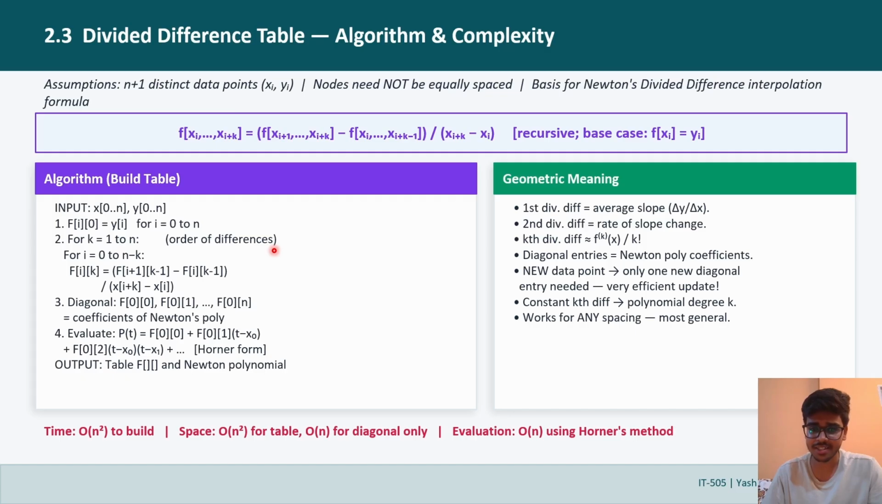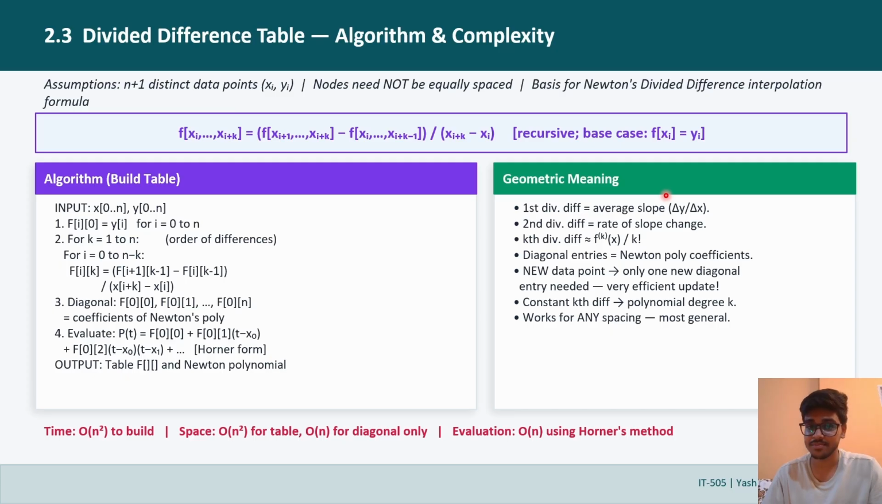The diagonal entries f00, f01 all the way to f0n are the Newton's polynomial coefficients. For geometrical interpretation, the first divided difference is an average slope, change in y divided by change in x. The second is the rate of change of slope, like the second derivative scaled by factorial. The kth divided difference approximates the kth derivative divided by k factorial.